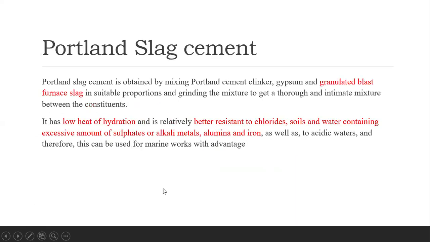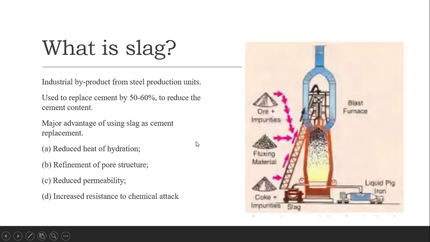And next type of cement is Portland slag cement, where 40 to up to 50% of your conventional cement, that is ordinary Portland cement, was replaced with slag. Okay. Generally, what is slag? Slag is a byproduct from steel manufacturing unit.